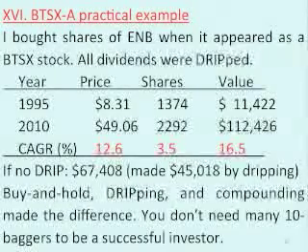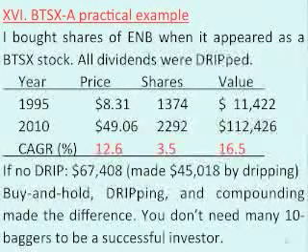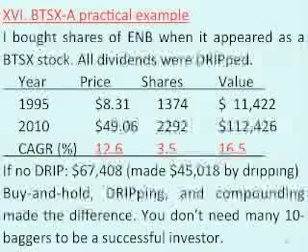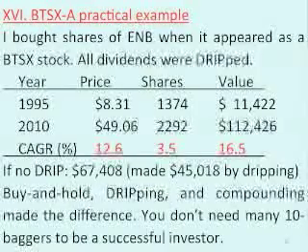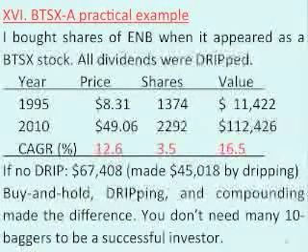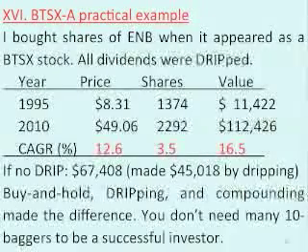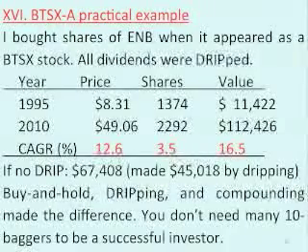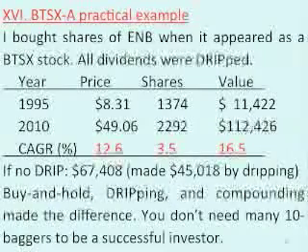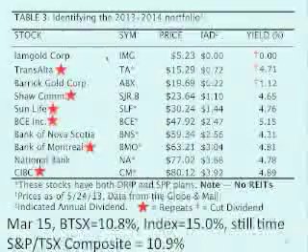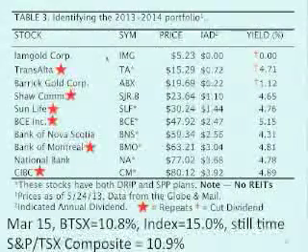If I hadn't dripped that stock, it would be worth $67,408 as compared to the $112,426 it was worth in 2010. So I made $45,000 by dripping it. That doesn't count, of course, the taxes, I mean, I did have to pay taxes on the dividends. Yes, I would have had to do that anyway. So buy and hold works, dripping works, and compounding makes a big difference. You don't need many 10-baggers to be a successful investor.